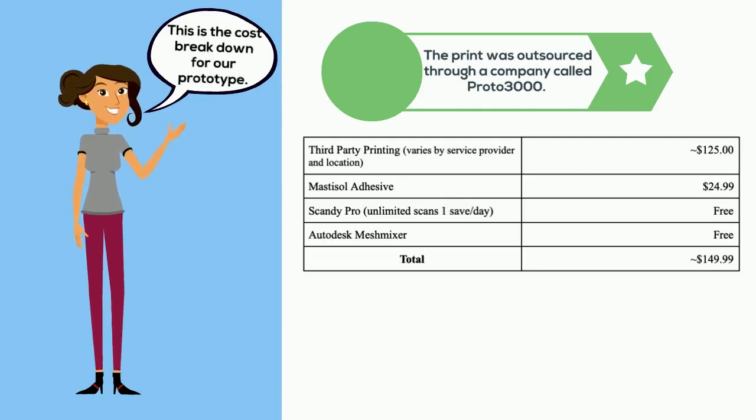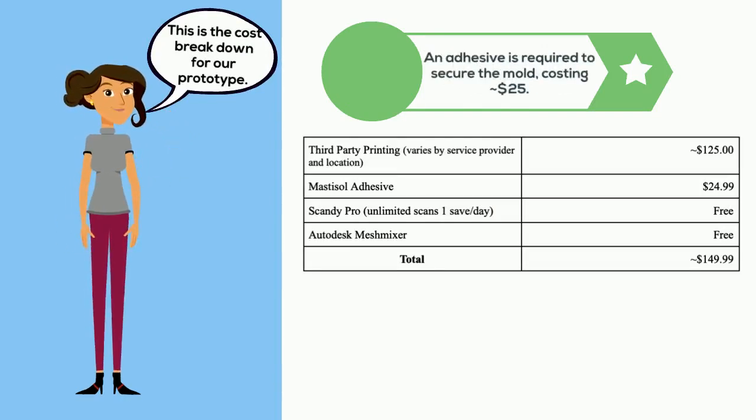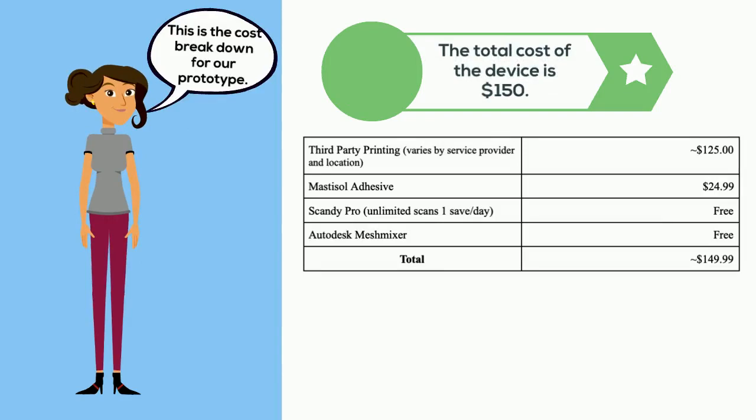This is the cost breakdown for our prototype. The print was outsourced through a company called Proto 3000. The outsourcing price was $125. An adhesive was required to secure the mold, costing roughly $25. The total cost of the device is $150.